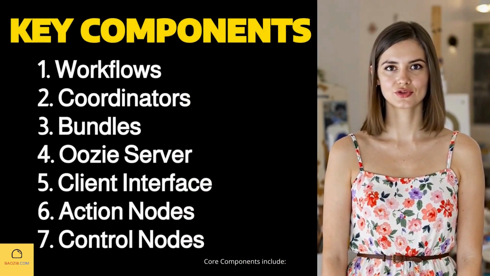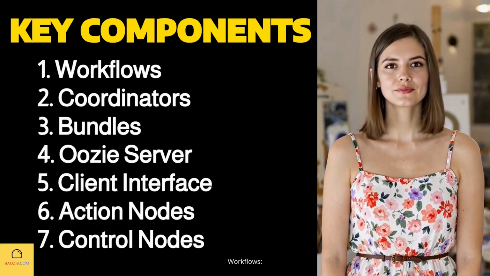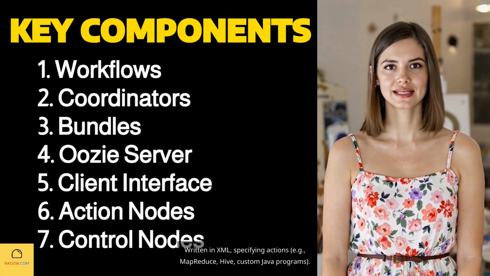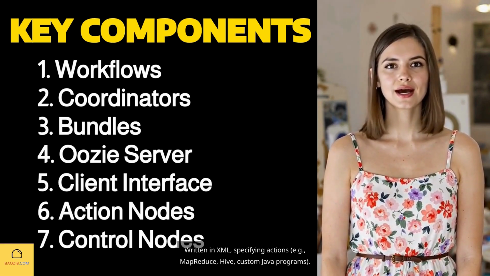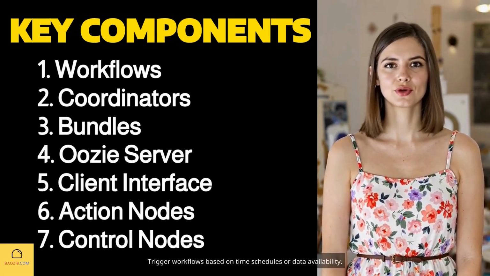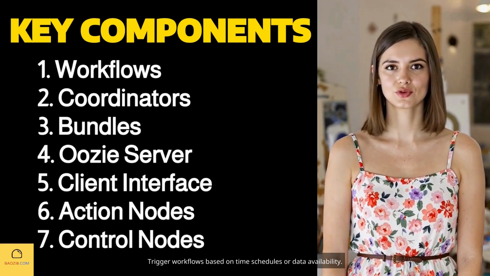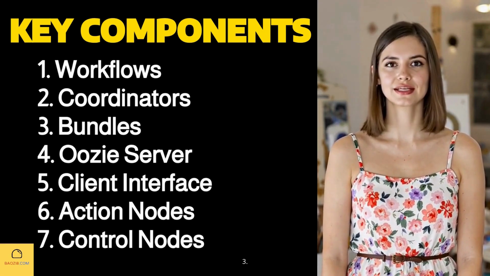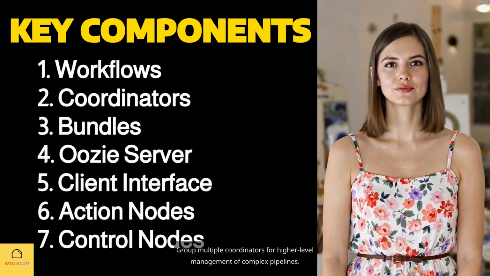Core components include 1. Workflows. Directed acyclic graphs, DAGs, that define a series of tasks and their dependencies. Written in XML, specifying actions, e.g., MapReduce, Hive, custom Java programs. 2. Coordinators. Trigger workflows based on time schedules or data availability. For instance, run a workflow when a new dataset arrives. 3. Bundles. Group multiple coordinators for higher-level management of complex pipelines.